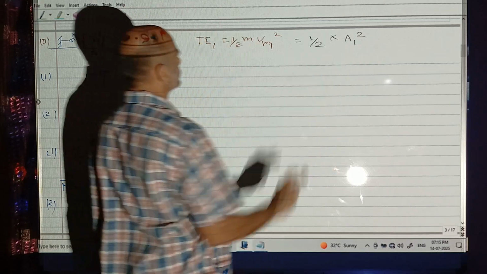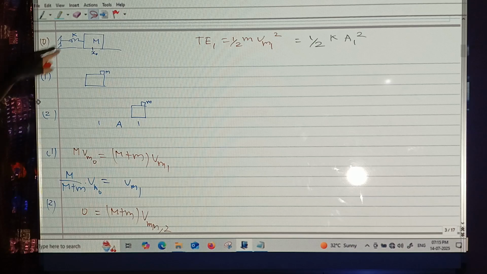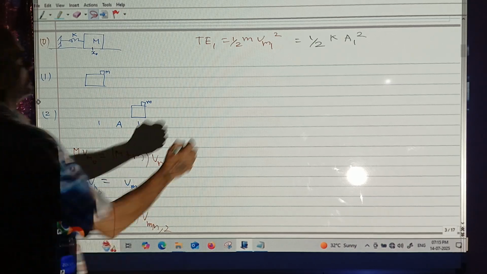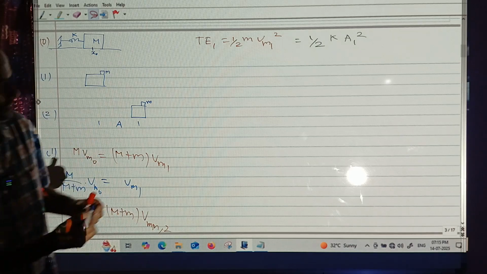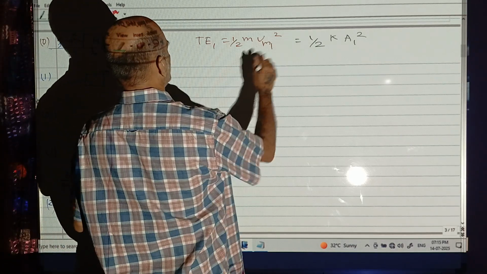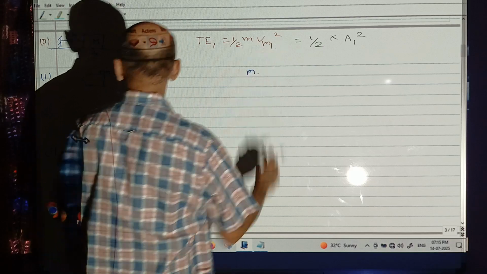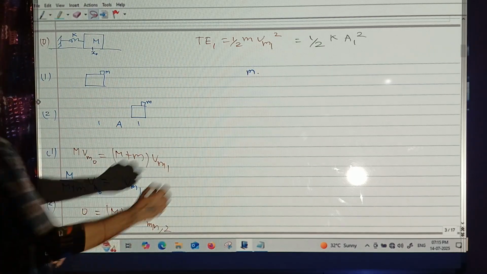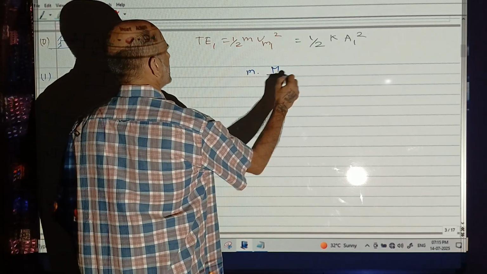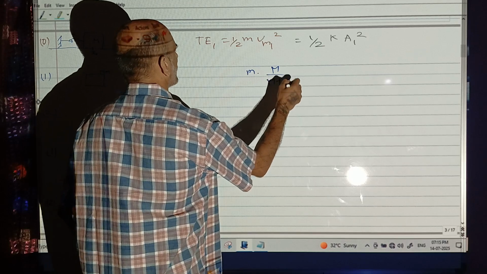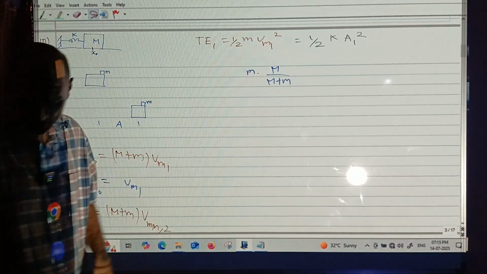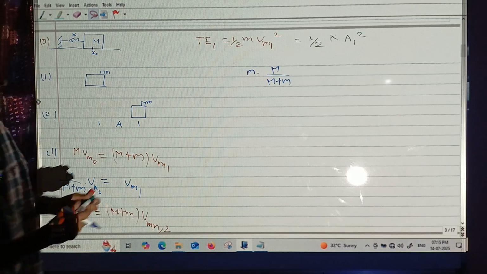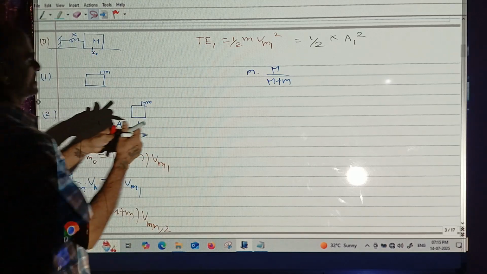E1 square. The amplitude would have changed in general. The spring constant is the same, same spring. So this will give me, half can get cancelled. Vm1 from this I can get as M by, sorry, I made a mistake here. This should be M plus m, because in the first case the mass is M plus m.